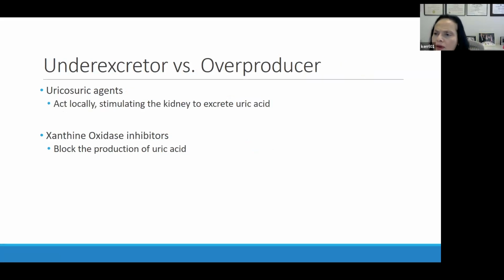So how do we think about our therapeutic armamentarium? Well, we have patients who are under-excretors, and we have patients who are over-producers. And by the book, if you were an under-excretor, then your most specific treatment would be a uricosuric agent, which acts locally, stimulating the kidney to excrete more uric acid. If, however, you were an overproducer, you're already having excellent excretion. So the theory would be that the most effective treatment would be to block the synthesis of uric acid by using a xanthine oxidase inhibitor.